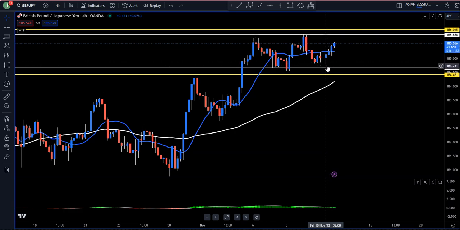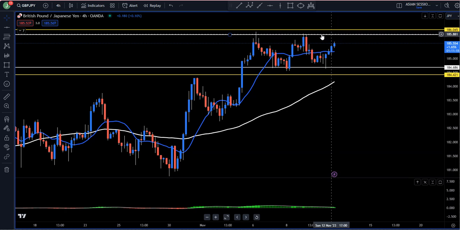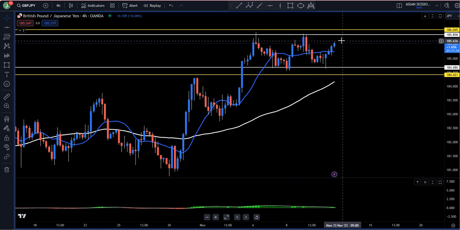So from support, we see price continuing in that upward movement to this particular area here, because again that is the daily resistance. And price has not broken this area in the last couple of weeks or so. So we're still looking at this area as a potential area where price will potentially reject. But right now we see that price is moving in that direction.